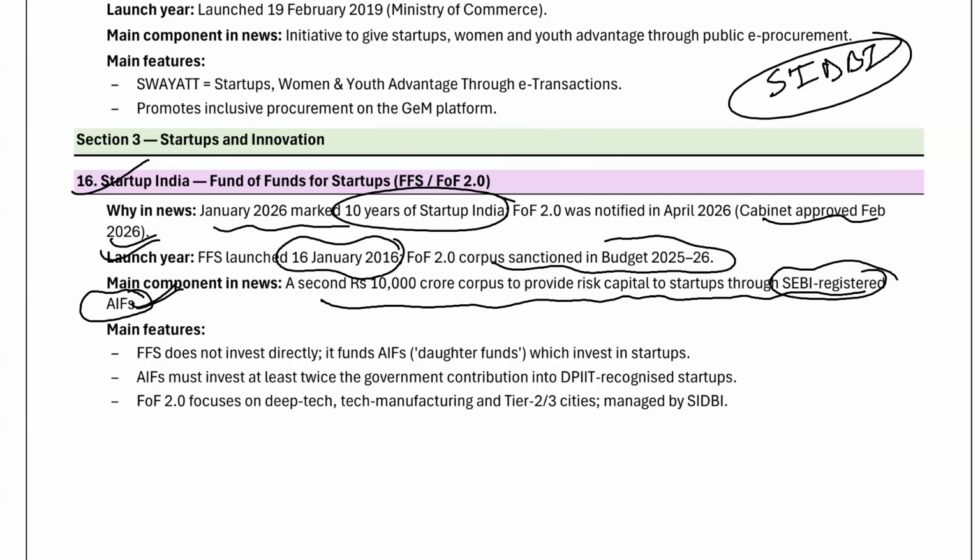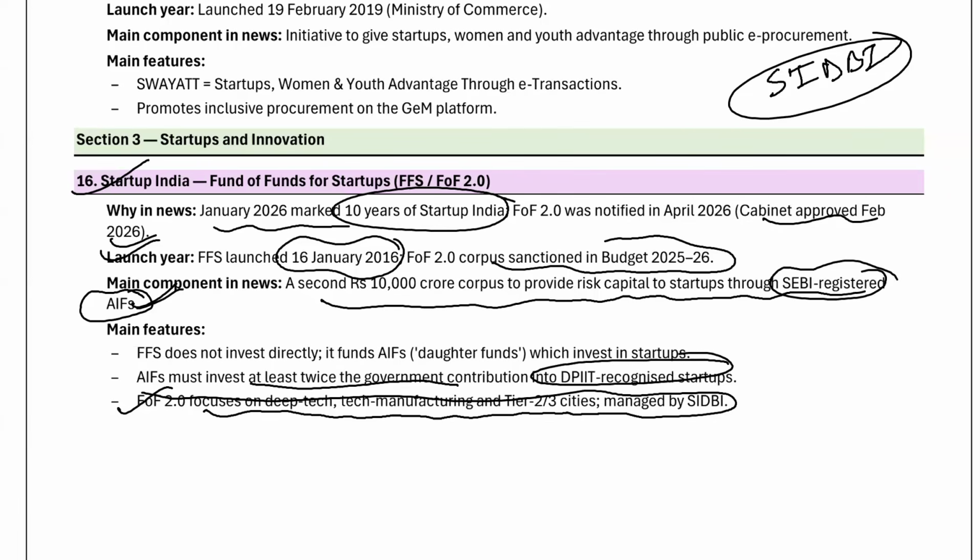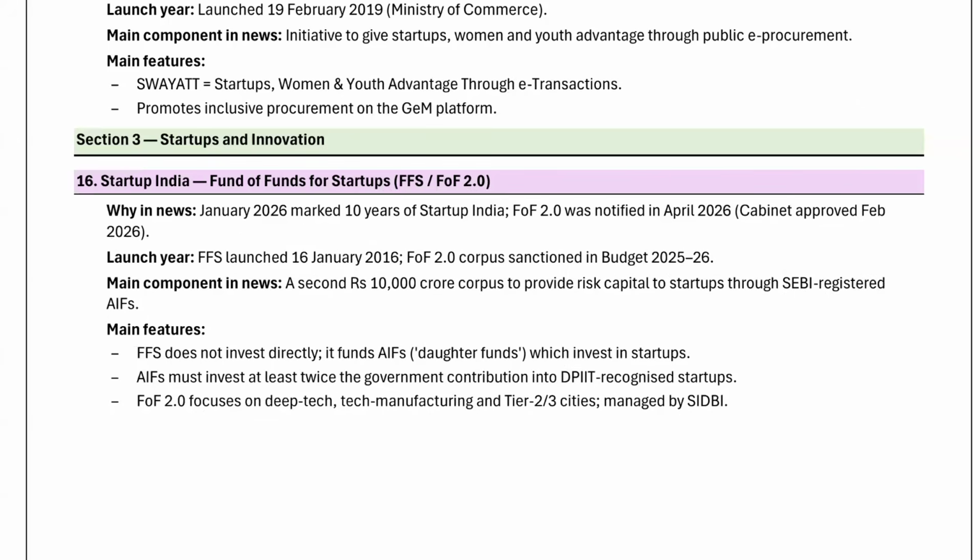Are you getting my point? I'm not going into deep, but you should understand it is investment through AIF. Right? Focus on what? Deep tech startup. किस पे focus किया जाएगा? Deep tech startup. Is it clear? तो FOF 2.0 focuses on deep tech manufacturing tier 2 tier 3 managed by SIDBI. I have told you. ठीक है. AIF must invest at least twice the government contribution into DPIIT recognized startup. Right. This is all about 16th scheme, which is Startup India Funds of Funds, FFS FOF 2.0.